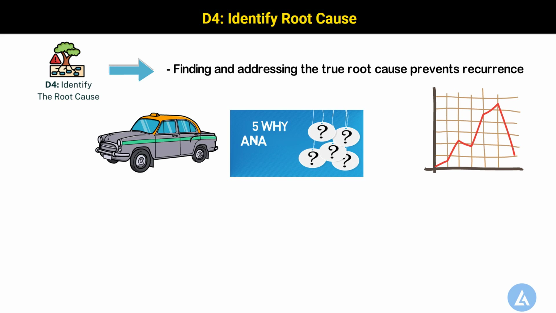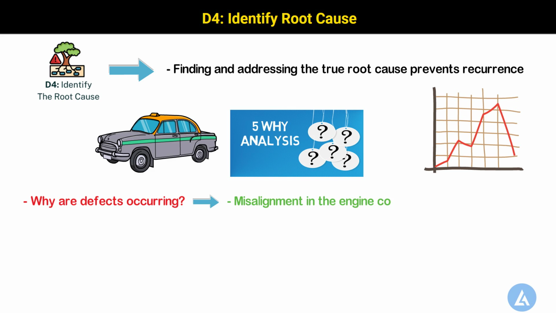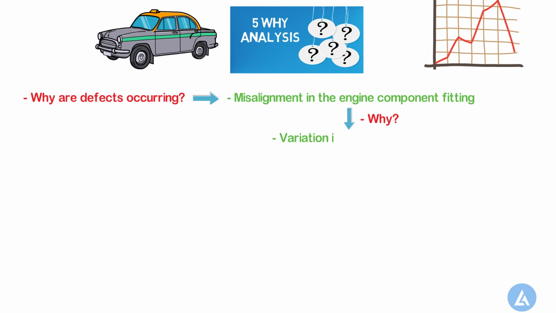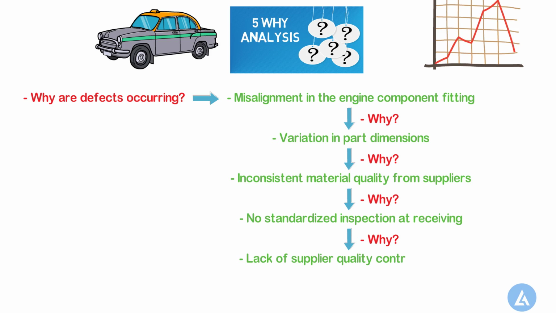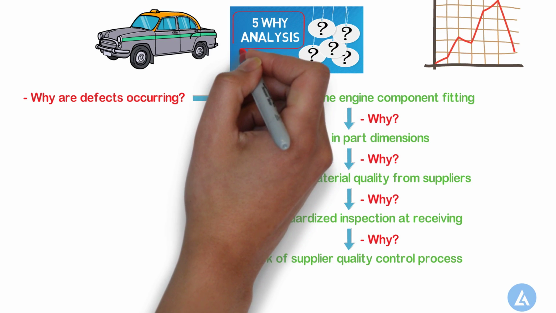Now let's talk about the root cause analysis for the problem that we have initiated as an example. We can use the 5 Whys analysis here. The first question can be, why are the defects occurring? The answer is misalignment in the engine component fitting. Why is the misalignment happening? Because of variation in part dimensions. Why is there variation? Inconsistent material quality from suppliers. Why is supplier quality inconsistent? No standardized inspection at receiving. And we can extend it to the next level by asking, why no inspection? Lack of supplier quality control process. By asking successive whys, the team is able to identify the root cause.